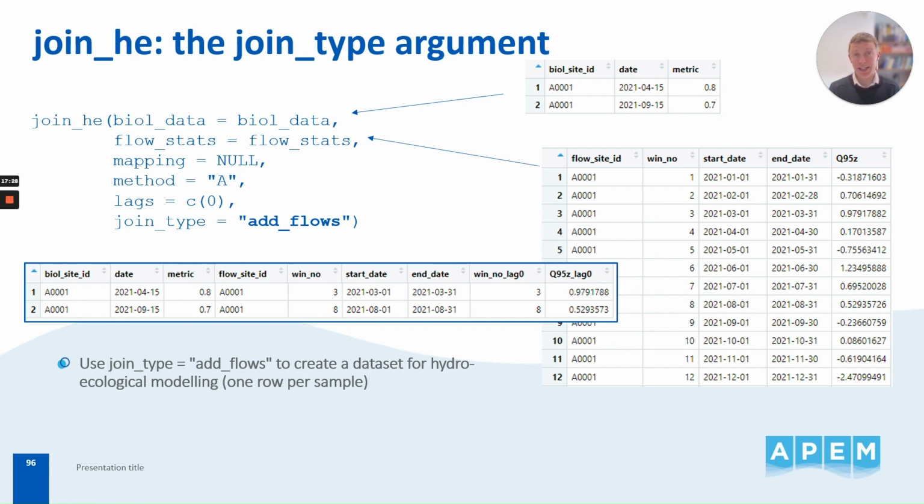This gives us a data set which can be used for calibrating a hydroecological model. We have a column containing our response variable, our biological metric scores, and we also have columns containing 1 or more flow statistics for the antecedent time periods. Notice that there are no missing records in here, so we have a data set which is ready to go straight into a hydroecological model.